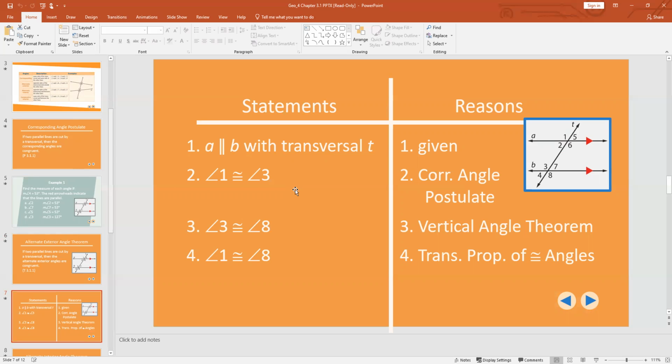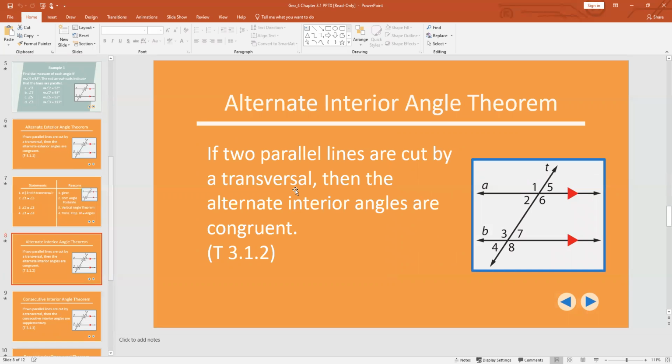All right, let's look at more. So the alternate interior angle theorem: if two parallel lines are cut by a transversal, then the alternate interior angles are congruent. So which ones are the alternate interior angles here? 2 and 7, 3 and 6. Does that make sense?